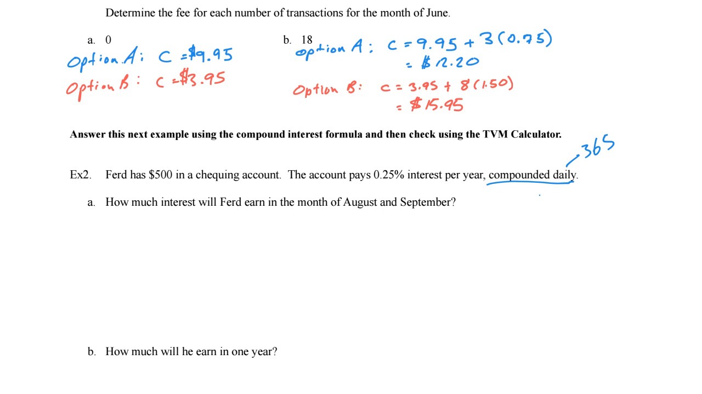Okay, so remember, August has 31 days and September has 30 days. So we know that we have to use compound interest. So remember, we have to use this equation: A is equal to P(1 + i)^n.